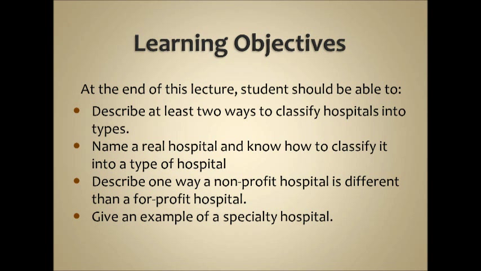Learning objectives. At the end of this lecture, the student should be able to describe at least two ways to classify hospitals into types, to name a real hospital and know how to classify it into a type of hospital, describe one way a nonprofit hospital is different from a for-profit hospital, and to be able to give an example of a specialty hospital.